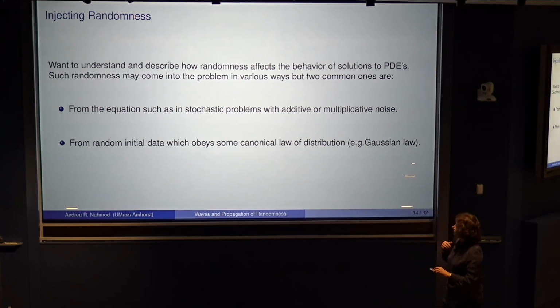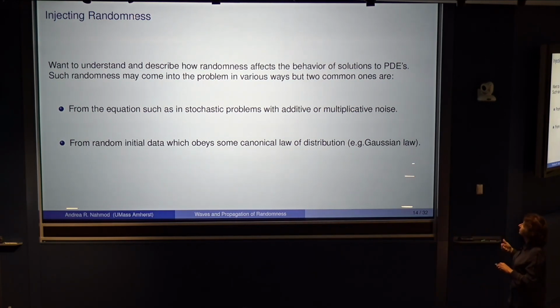So first of all, we want to understand and describe how randomness affects the behavior of solutions. And there are many ways in which randomness enters, and these are just two. One is from the equation, as in stochastic problems, from additive or multiplicative noise. And another way is from random initial data. So you have an equation that is deterministic, but your data is random, so you're injecting the randomness through the data. And these are just two; of course, there are many other ways of having randomness in a problem. And so I'm going to focus on the second one.